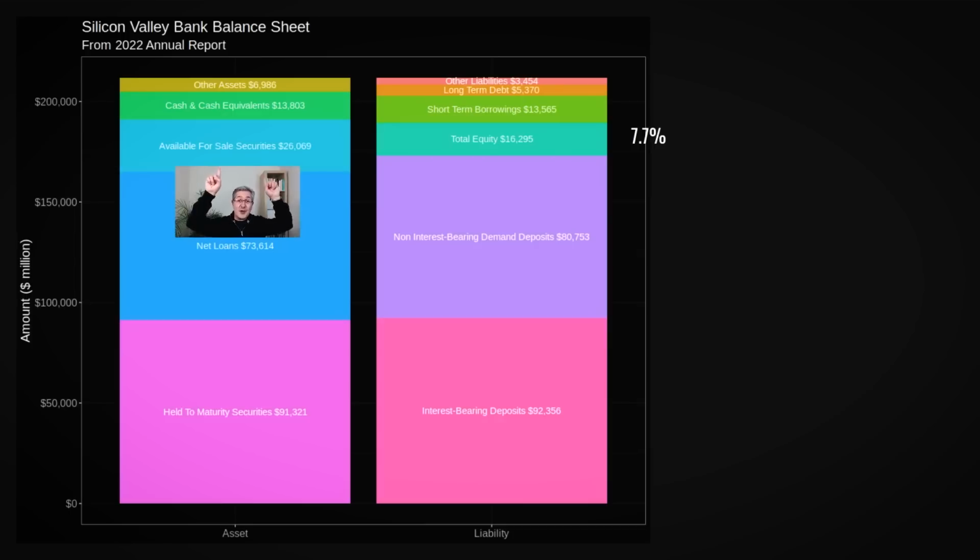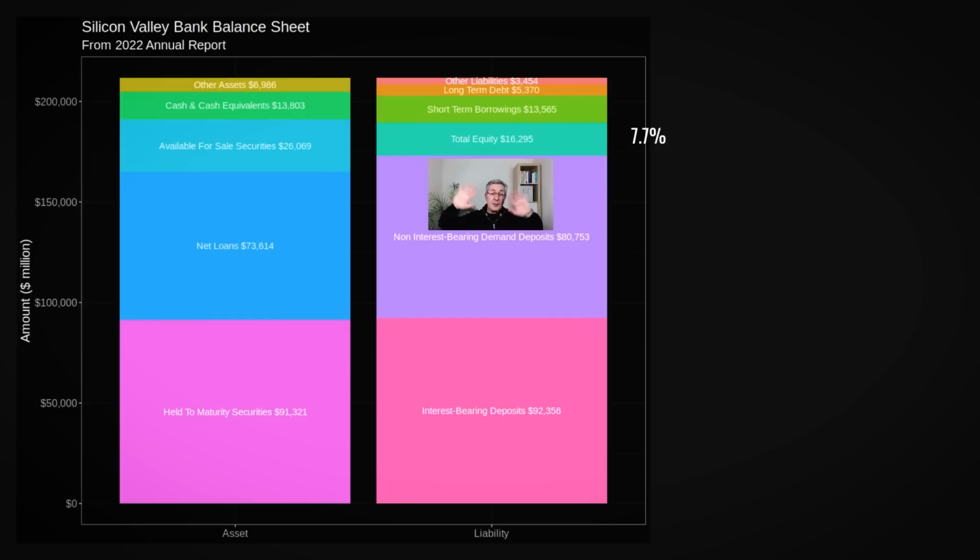Well, there is cash on the balance sheet. You can see cash and cash equivalents make up about $13.8 billion. But what's much more likely is that your $1 was lent out to generate a profit for the bank. So it'll sit somewhere here in the net loans, for example, which make up about $74 billion. But that's why the cash and cash equivalents are only $14 billion, whereas the non-interest bearing demand deposits make up about $81 billion. So if all of these people suddenly say, I want my money back, the bank is just not going to have enough money to give them.